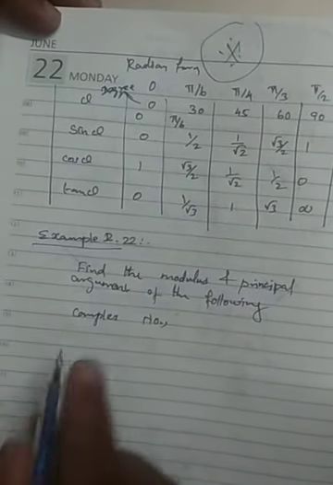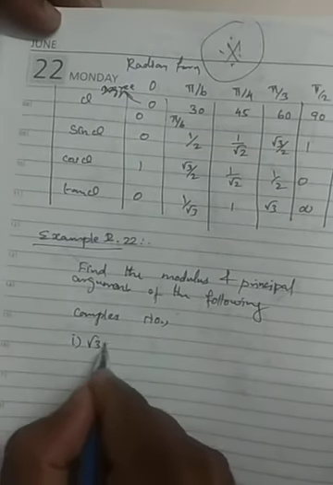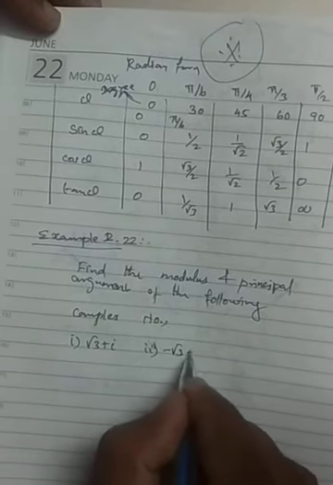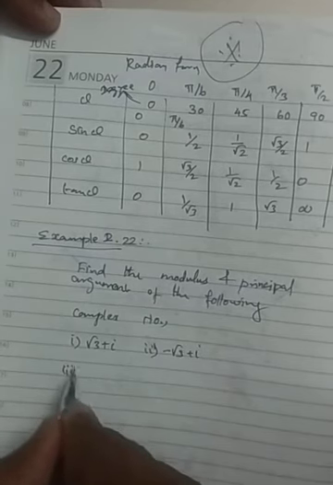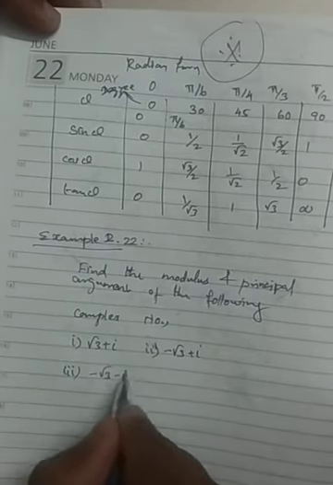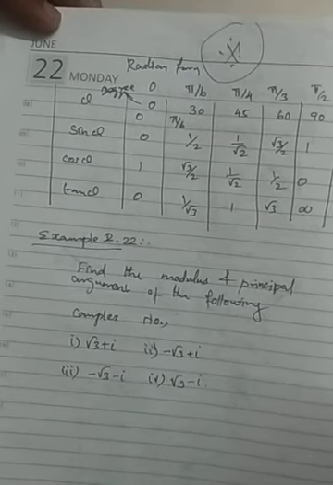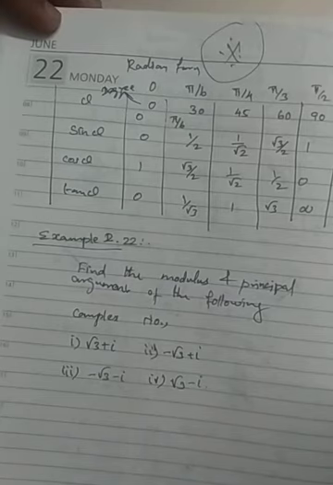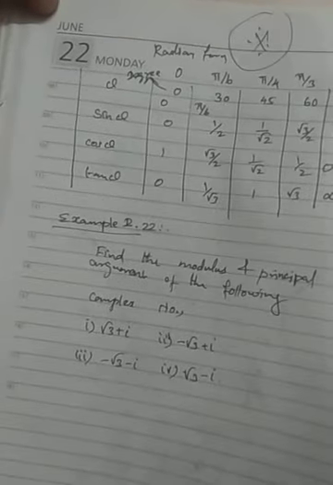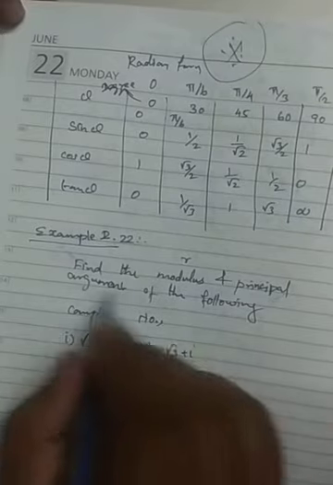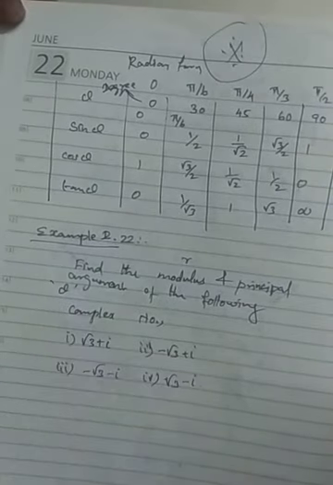Here, 4 numbers are there. One is root 3 plus i, second is minus root 3 plus i, third one is minus root 3 minus i, fourth one is root 3 minus i. These are the 4 values they have given. So one by one we need to solve this. We'll see how we are going to do it. I'll do it on the next page. What they are saying is to find the modulus, modulus means r, and then the principal argument, theta. Keep that in mind, as this is going to be useful here.